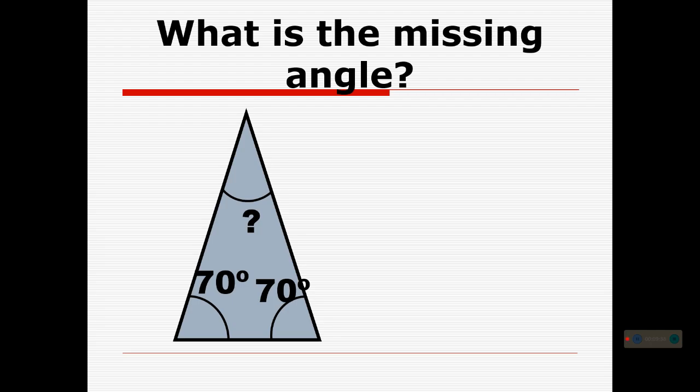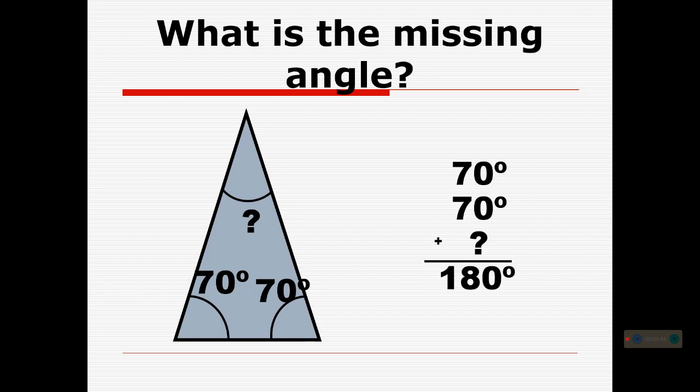Okay? So in this figure, we are given 70 degrees, 70 degrees. What should be the measure of the third angle for the sum of these 3 angles to be equal to 180 degrees? What should be the measure of this angle? That's correct. We have 40 degrees. So 70 plus 70 plus 40 is 180.